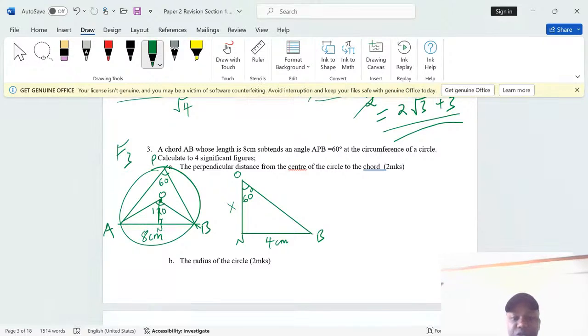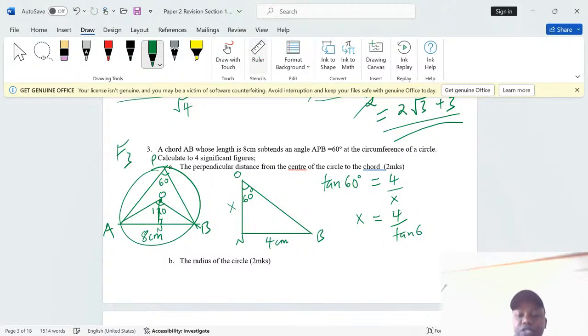So allow me to use trigonometry such that I will talk of the tangent of 60 being given by the opposite length 4 out of the unknown x. So x will be given by 4 divided by the tangent of 60. And we've been told to give 4 significant figures. Therefore, to 4 significant figures, that value is going to be 2.309. These are centimeters. So that is the distance from the center of the circle to where the chord is.